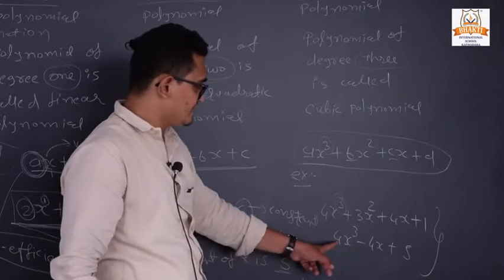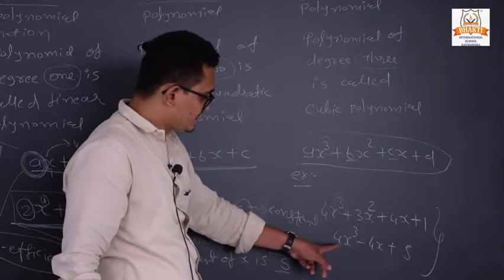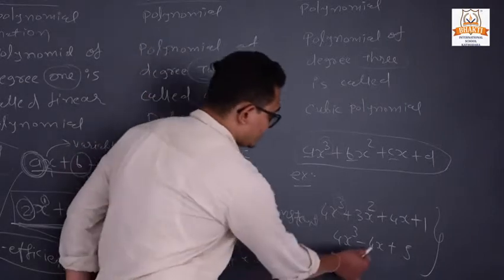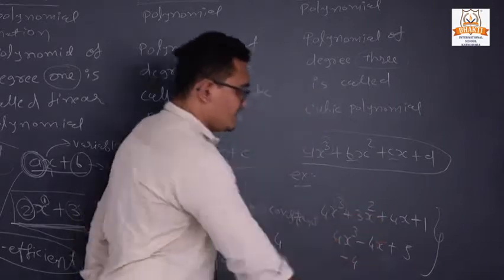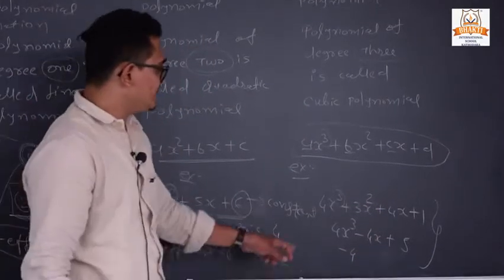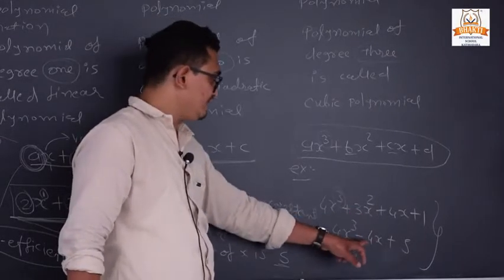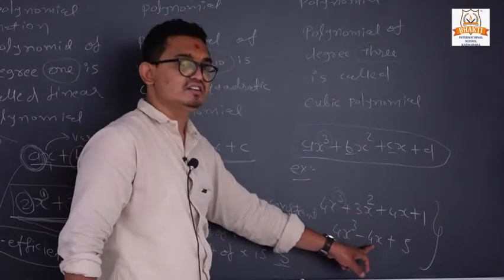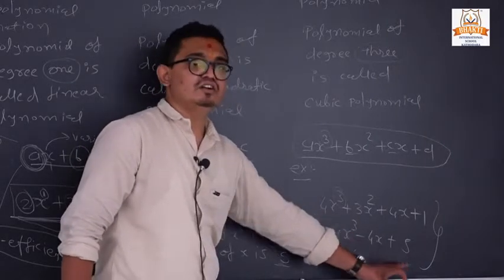Similarly, in the second example, what is the coefficient of x cube? See that the coefficient of x cube is 4. Then what is the coefficient of x? It will not be 4, it is minus 4, because if it is a plus, then we can write only 3, but if it has a negative integer, we write minus 4, and 5 is known as the constant term.